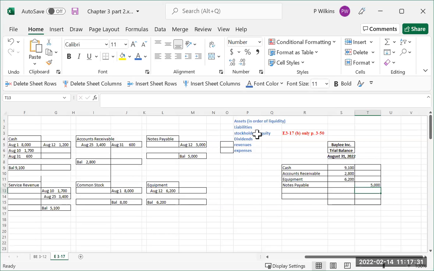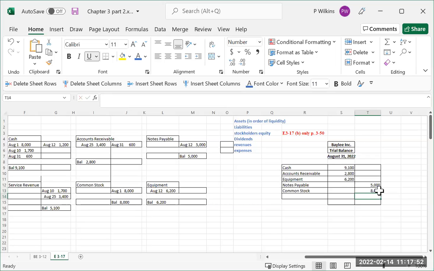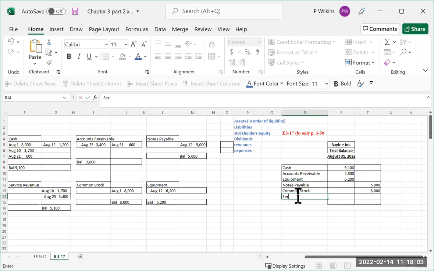We're next going to go to stockholders' equity, and for stockholders' equity, we have common stock. Common stock has a credit balance of $8,000, and for some reason I'm missing the zero there. So we're going to put $8,000 credit balance. We have no dividends listed here, right? We have no revenue. Oh no, we do have revenue. Service revenue, $5,100. So revenues go next. Service revenue has a credit balance of $5,100.